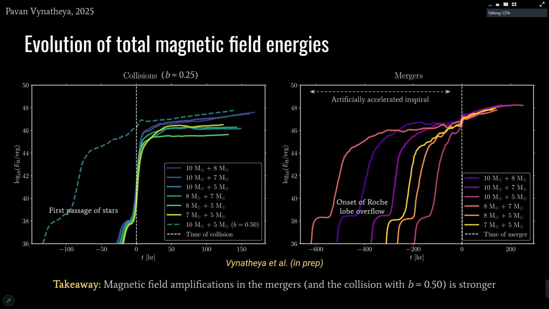I unfortunately don't have the plot here, but in the collision cases, the magnetic fields have very small scale reversals, which indicates that they might not last for a very long time. On the other hand, mergers have more large scale order and only long scale reversals, which is an indication that they might be more long lasting.